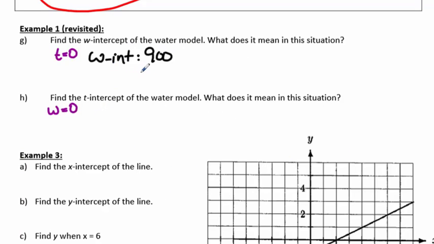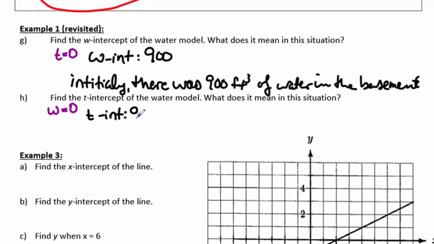The w-intercept is 900. That means that initially there were 900 cubic feet of water in the basement. The t-intercept is 9. That means when the water level reached 0, it had taken 9 hours, or it takes 9 hours to empty the basement.